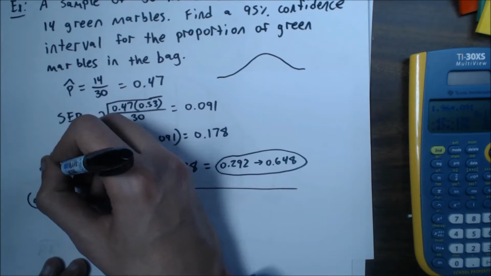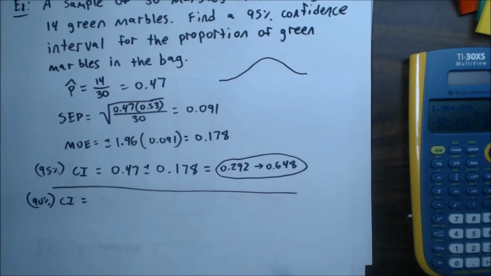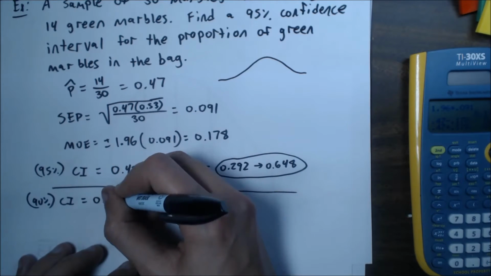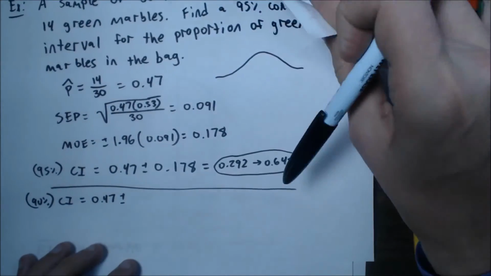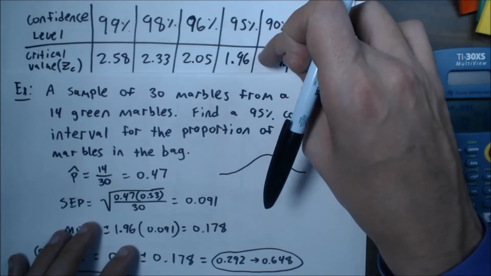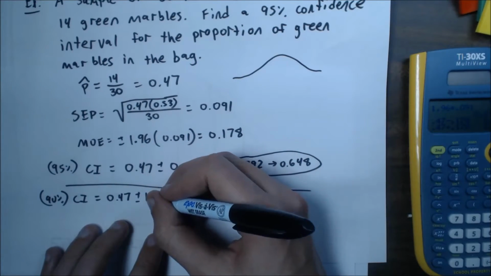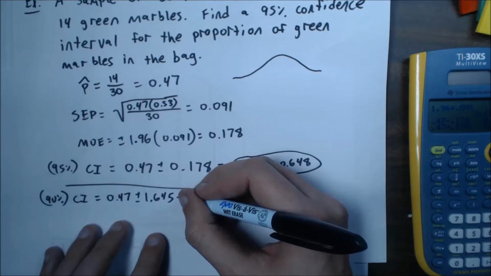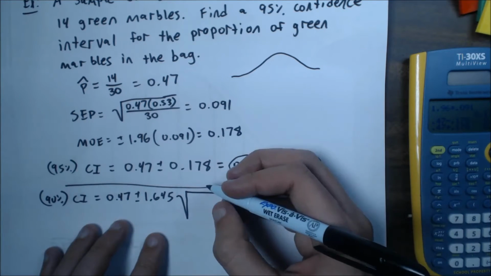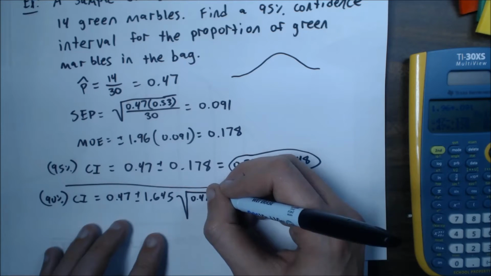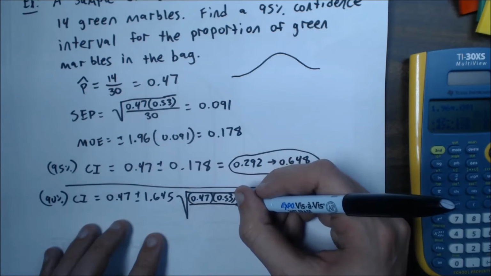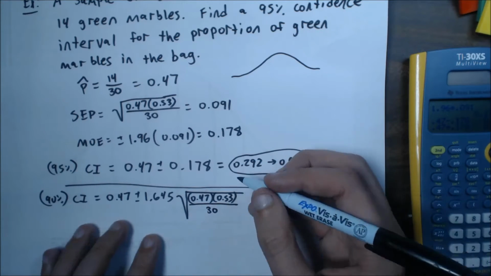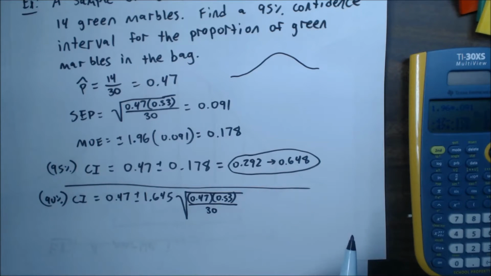This was 95%. Let's just put the formula in all at once, and we can see that you can actually do all of this at once. P hat is still the same, 0.47, plus or minus. I'm going to do the critical value, which I got to look up. In my table, 90% is 1.645 times the square root of 0.47 times 0.53. I know that we know some of this already, but I just want to show you how you can type the whole thing in at once. So instead of finding the little parts, I just put the whole thing in at once.